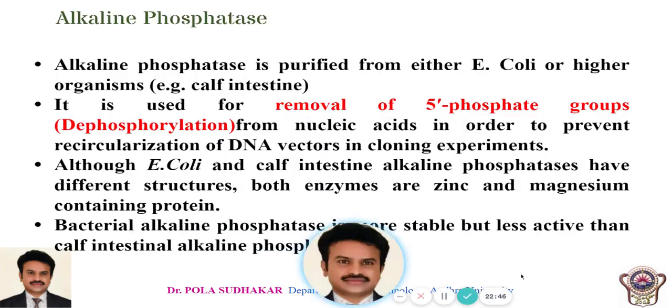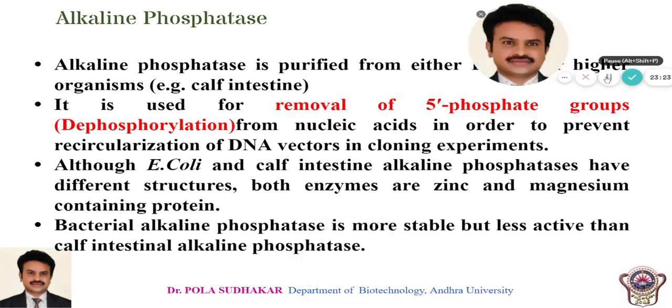Summary of alkaline phosphatase. Alkaline phosphatase is purified from either E. coli or higher organisms. It is used for removal of 5' phosphate groups from nucleic acids in order to prevent recircularization of DNA vectors in cloning experiments. Although E. coli and calf intestine alkaline phosphatases have different structures, both enzymes are zinc and magnesium containing proteins.